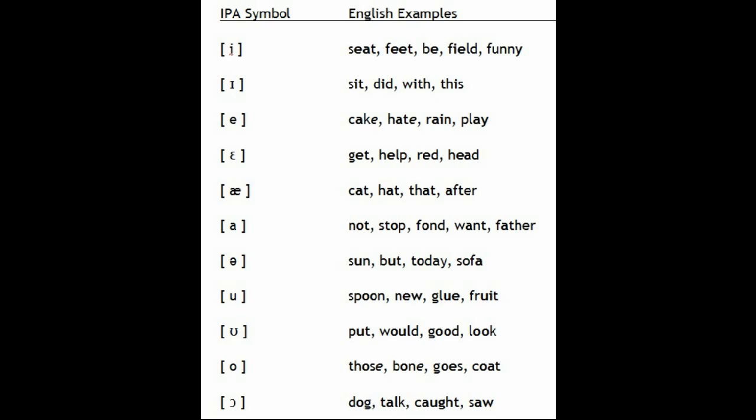Next one, the upside down E looking thing. Sun, but today, sofa. Now this sound actually is also known as the schwa sound. Now, when you make this schwa sound, when it is used in an unstressed vowel, it is very quick.